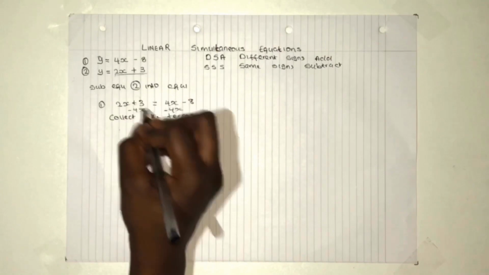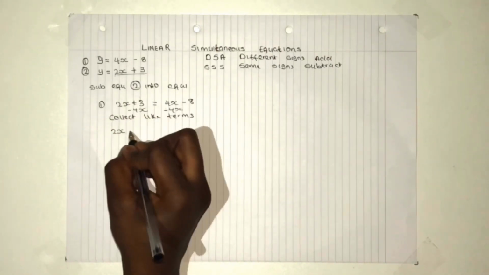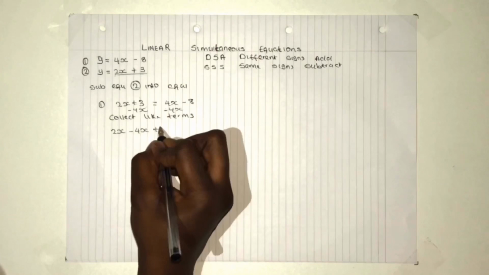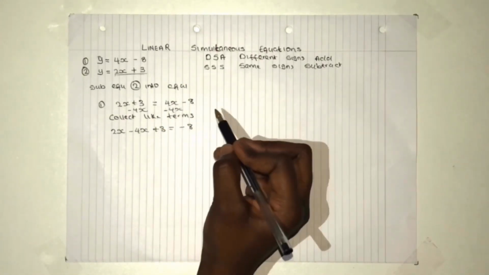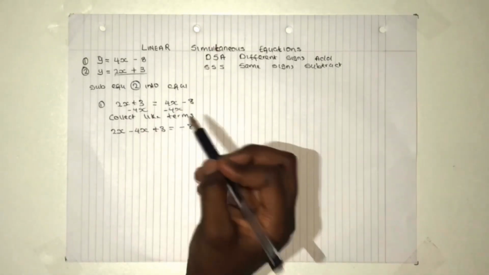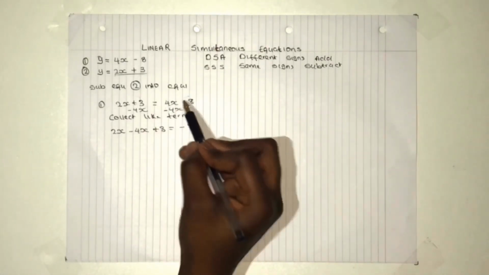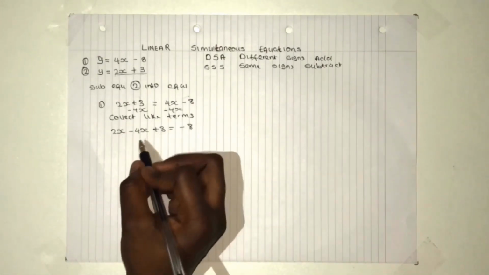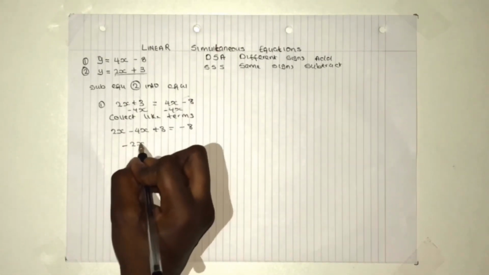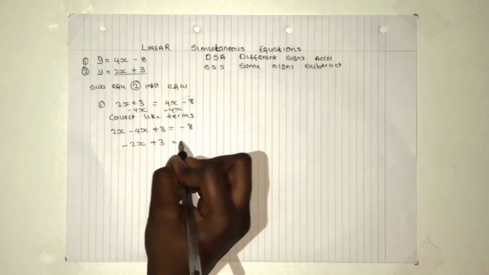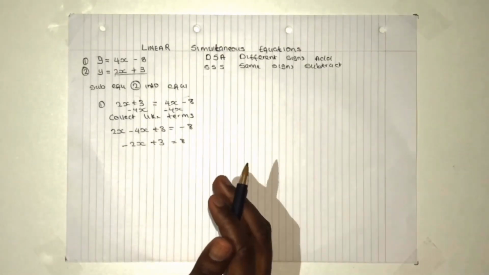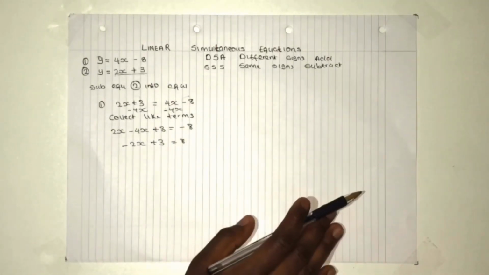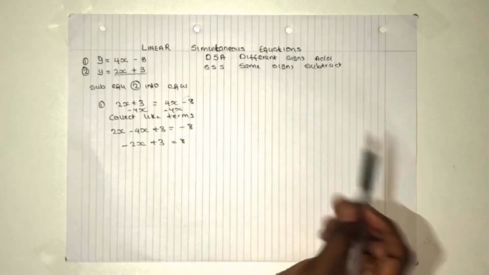So this would become 2x, take away 4x, plus 3 equals negative 8, because 4x minus 4x equals 0. So therefore we have minus 8 left. This would be minus 2x plus 3 equals minus 8. When you're collecting like terms, it means that every value with a coefficient of x has to be on one side, and every value without the x or any letter has to go on the other side.